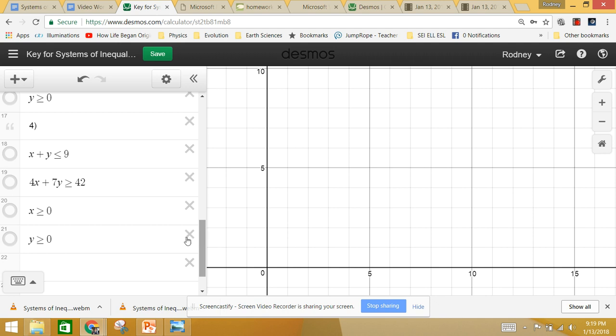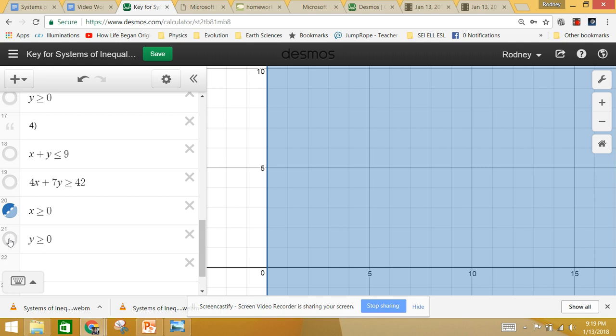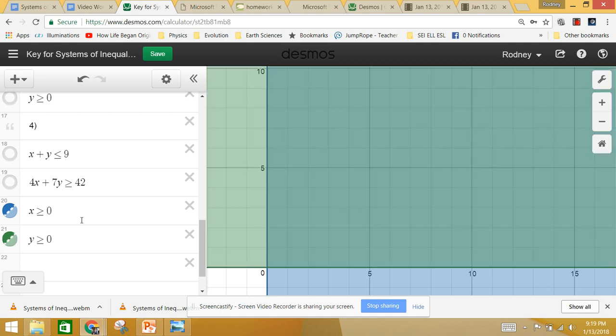These are my inequalities. Now these two, we've graphed these before. X is greater than or equal to 0. That's just everything to the right of the y-axis and the y-axis. Y is greater than or equal to 0. That's everything above the x-axis and the x-axis. I have my initial overlap zone. That's the solution of that system. But I've got to deal with the rest of it.